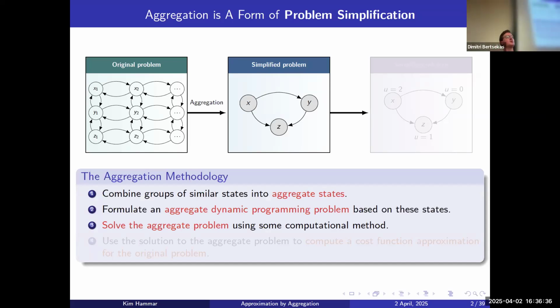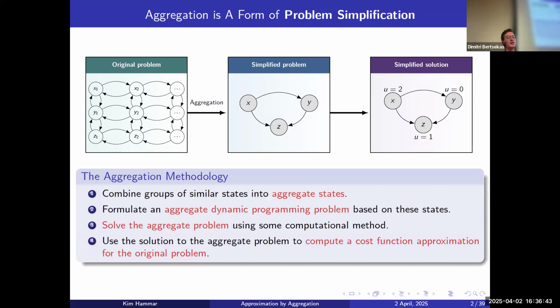And then using the solution to that problem, you can formulate a cost function approximation for your original problem using a form of interpolation. The goal of this lecture will be to understand how we can take this basic principle of problem simplification and turn it into a general methodology for approximate dynamic programming. We also want to understand a little bit what we can expect from this kind of approximation in terms of theoretical performance and also in terms of computational expenditure.